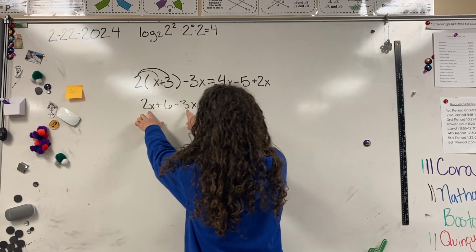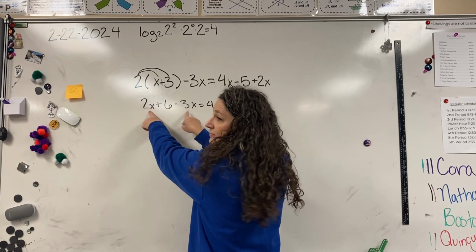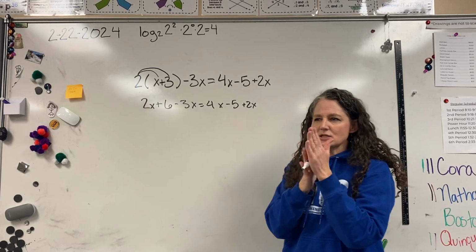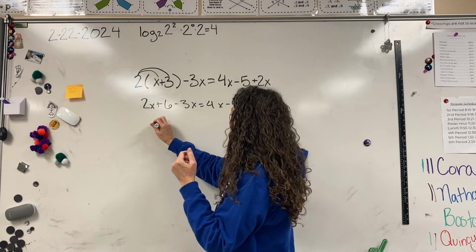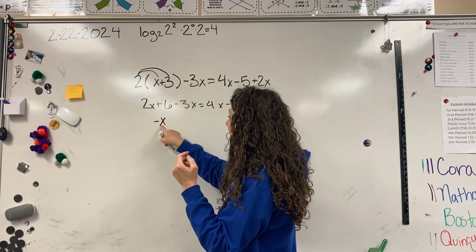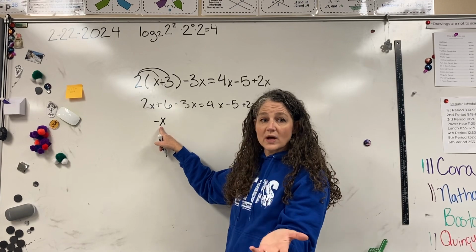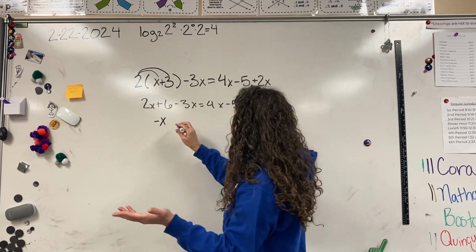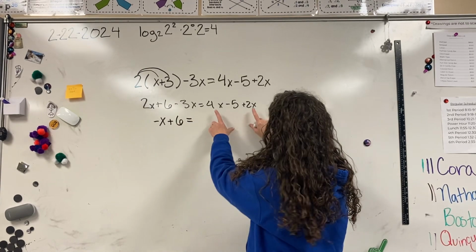I'm going to say, how many x terms do I have? 2x terms over here. So I'm going to do 2x minus 3x. What is 2x minus 3x? Negative 1x. Okay? I'm just going to write the x. Do I need to write the 1? No. If you write the 1, is it wrong? No. Negative x plus 6 equals, okay, now I'm going to combine x's over here.